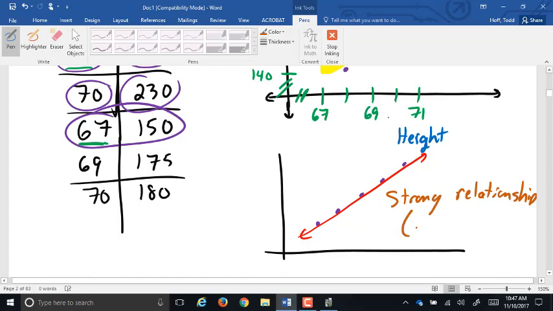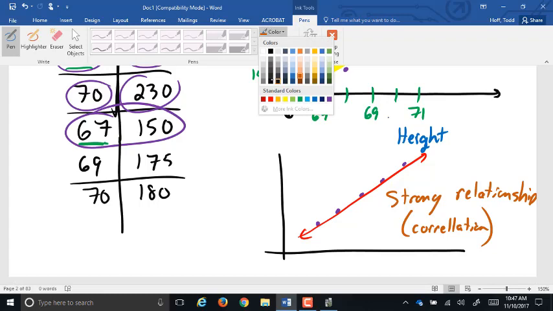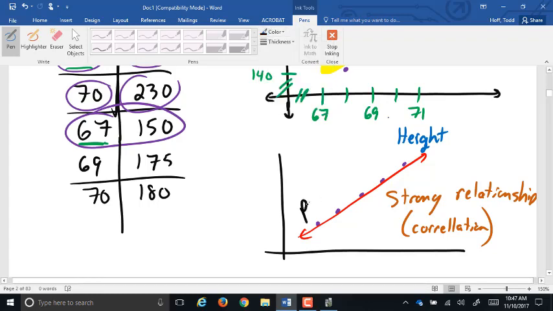The technical term they use for it is called correlation. I don't know if I spelled that right or not, but you guys get the picture. Correlation is how tight that relationship is between the variables. This red line here, those purple dots, would be a very strong linear correlation. This is what we would refer to as a positive relationship. It's positive because as the height got bigger, the weight got bigger.